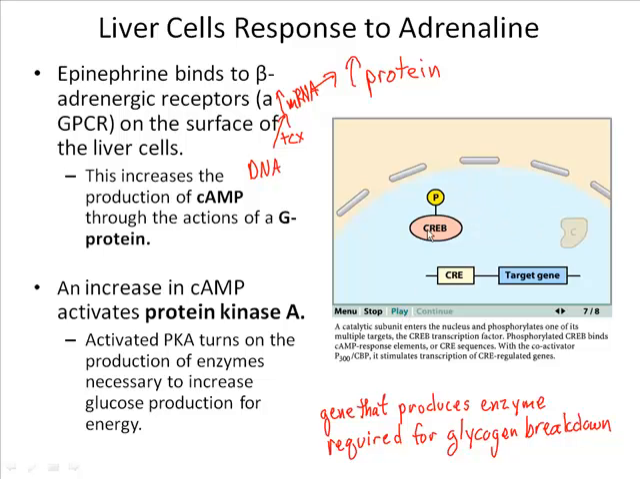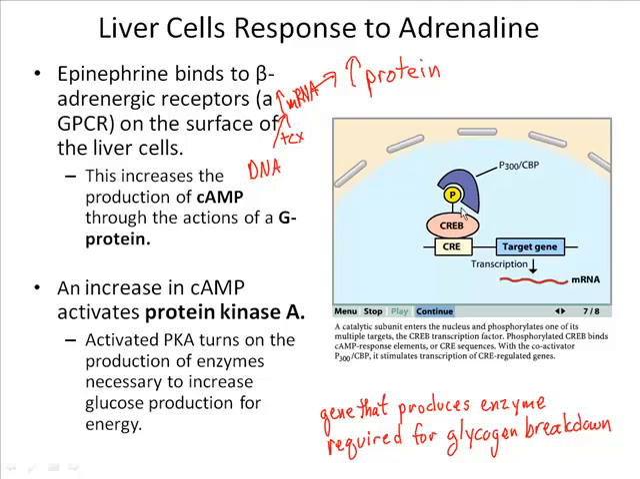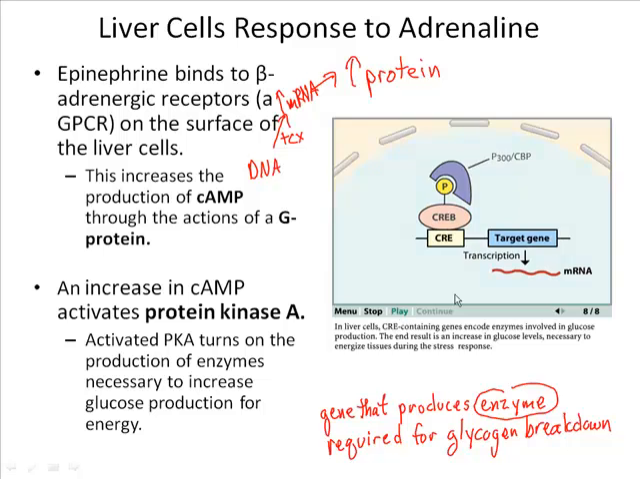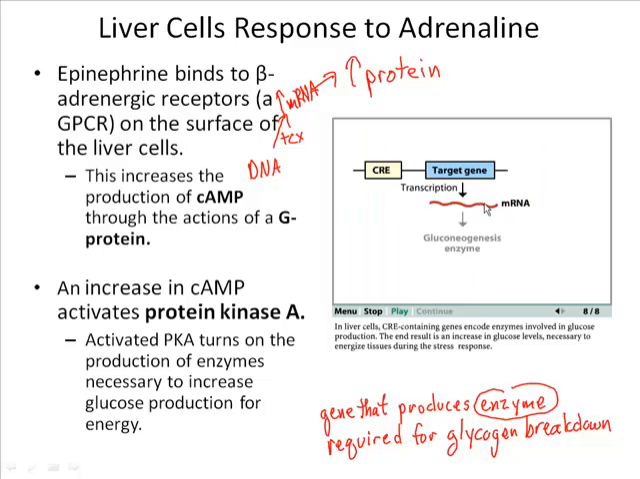So now we have this activated transcription factor called CREB. It's going to recruit a couple other accessory proteins. Again, don't worry about the names of these. But as a result, we're going to increase transcription. We're going to produce the RNA for this particular enzyme. Now what's going to happen is that RNA is going to travel out to the cytosol, where we then undergo translation to make the enzyme required for glycogen breakdown.